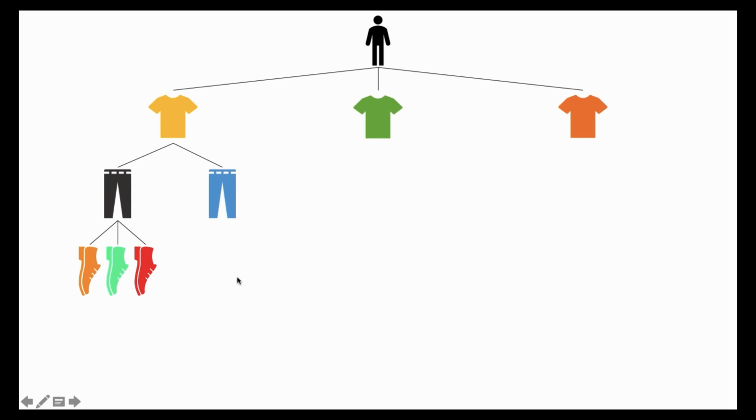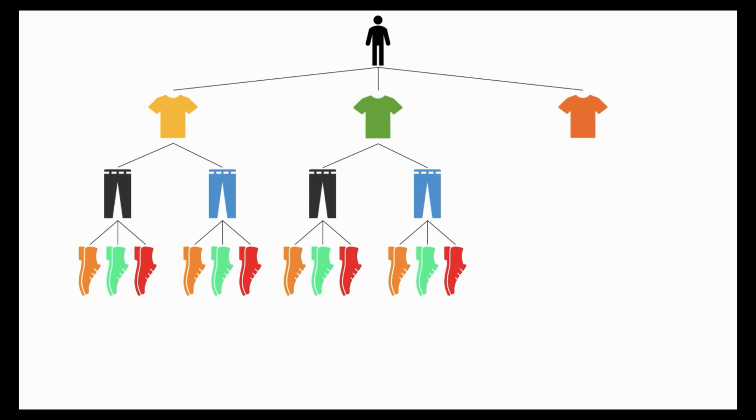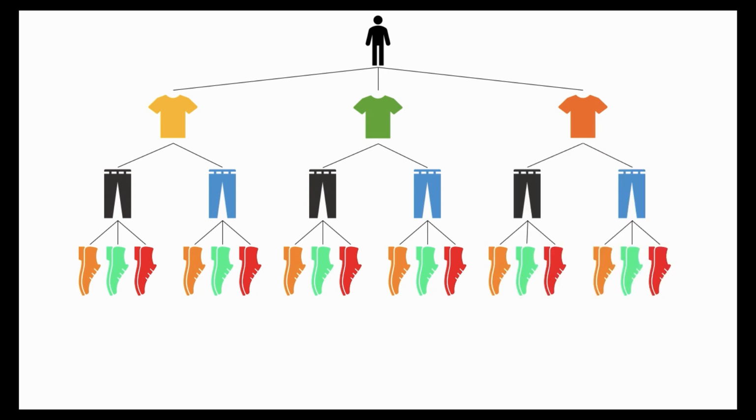Now we do the same for each branch. So we go back to our pants and we do our 3 shoes. For our green shirts, we do our 2 pants and our 3 shoes, and then our orange shirt has 2 pants and 3 shoes. Now you might need to pause this so that you can add these diagrams into your notes.